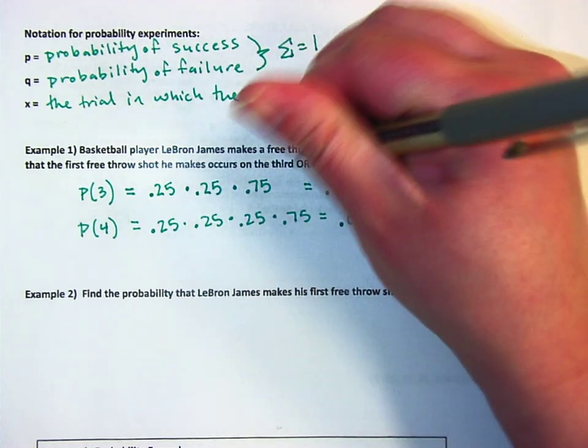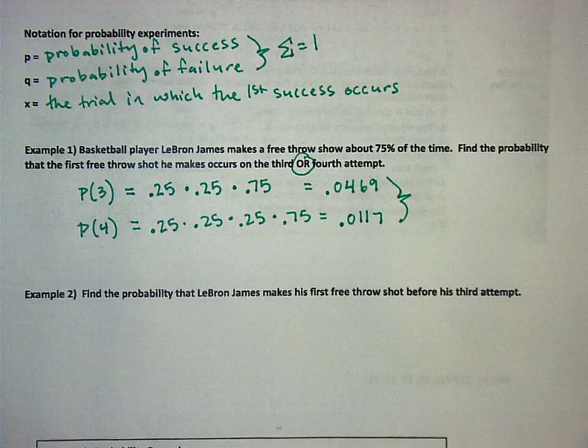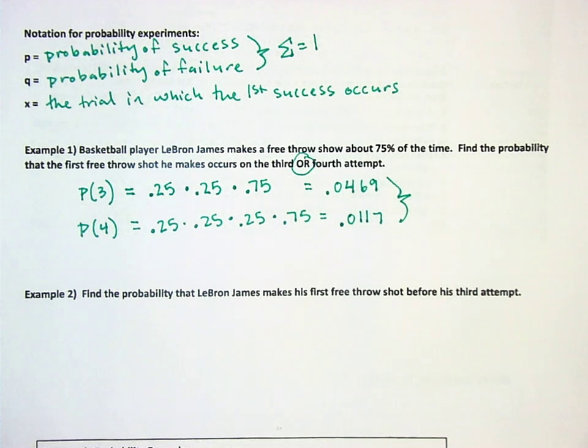Remember, it says or, which means add them together. The reason why these are so low is because it's more likely that he'll make it on the first attempt or the second attempt, which the first attempt would be 0.75. The next one would be 0.25 times 0.75, etc. So he really should make it before this.